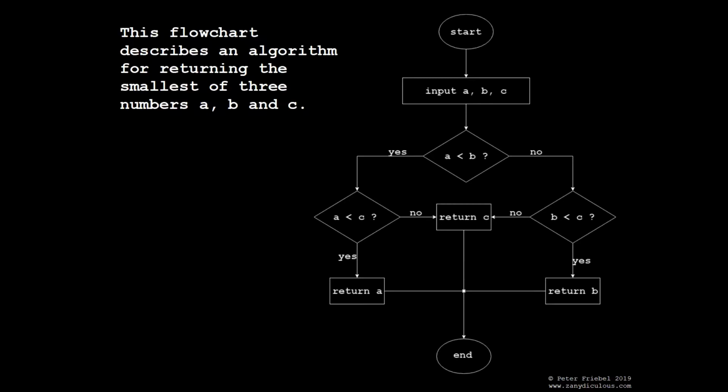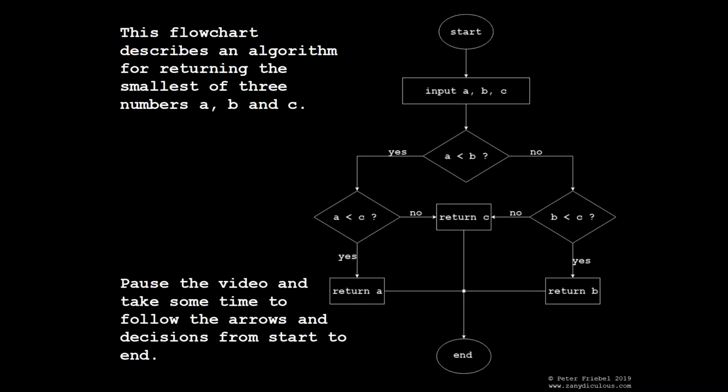Then there are other rectangular sections where it says return. Return again is an imaginary command in this case and just says we return the value of c or a or b depending on how we followed the flowchart. Finally, all the arrows will end up at the last element, which is the end of the algorithm. Pause the video and take some time to follow the arrows and the decisions from start to end, so that you actually understand what is happening.